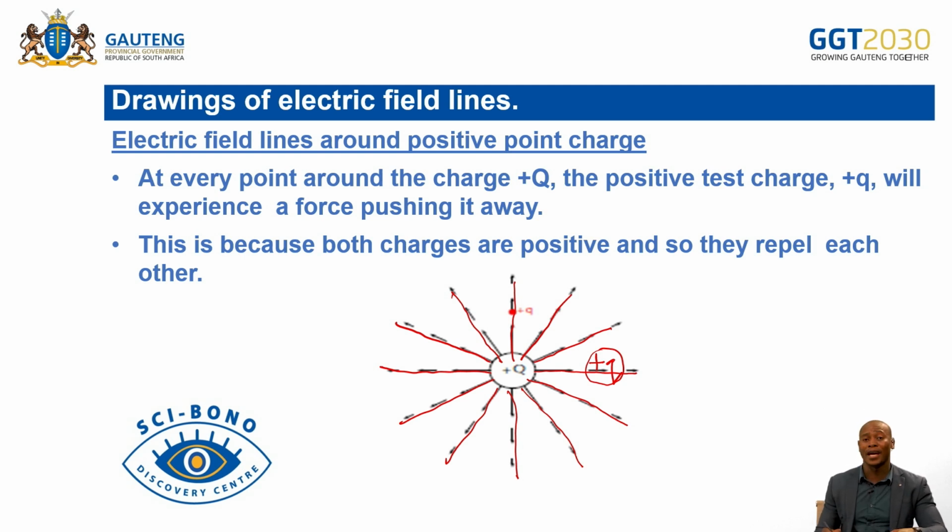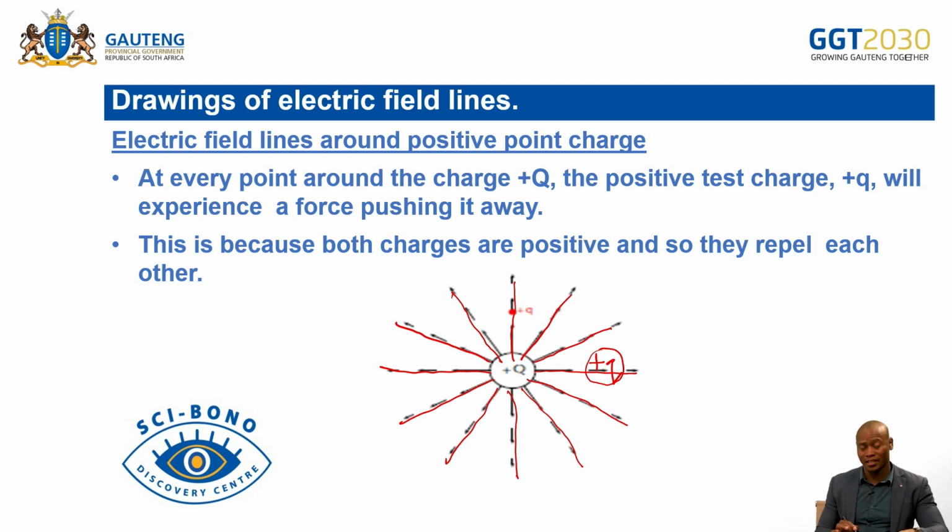So now what is going to happen to this positive test charge if it's placed in this position? This sphere is positive, and the test charge is also positive. Between like charges, what happens? There is a force of repulsion. So how do we determine the direction of the electric field?